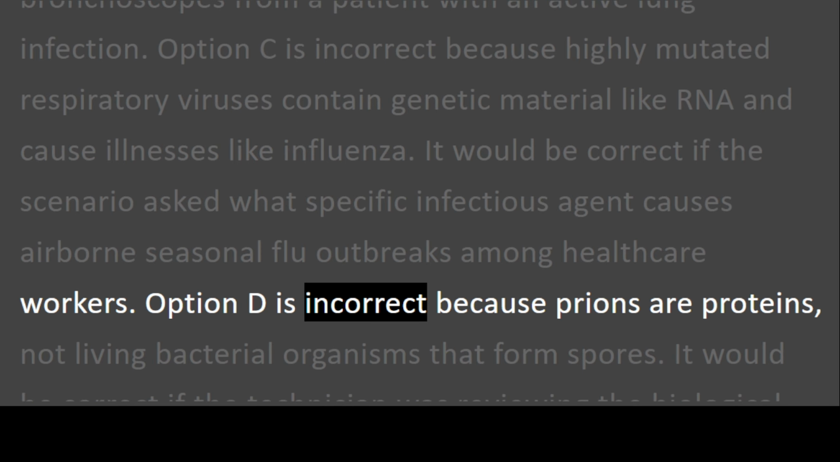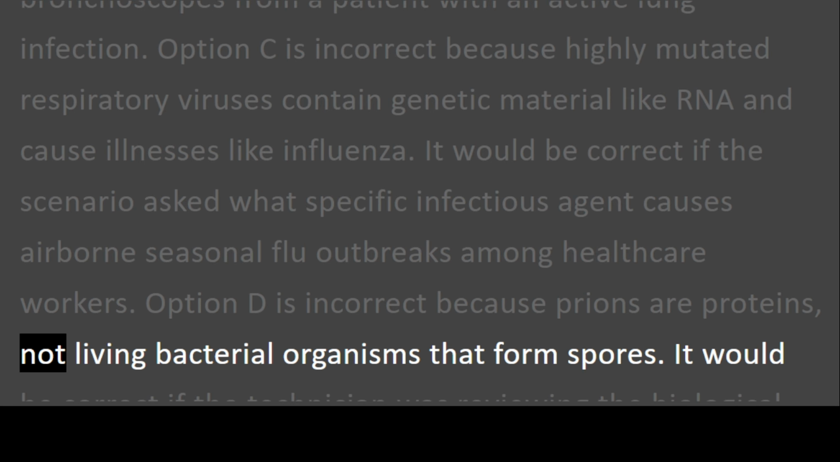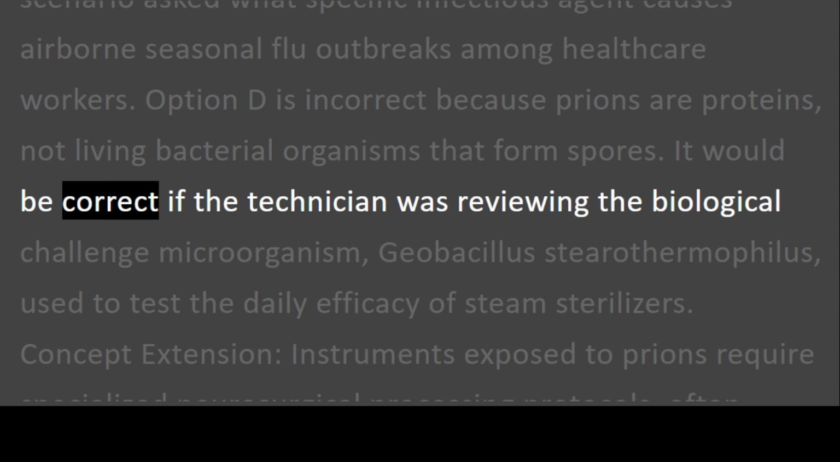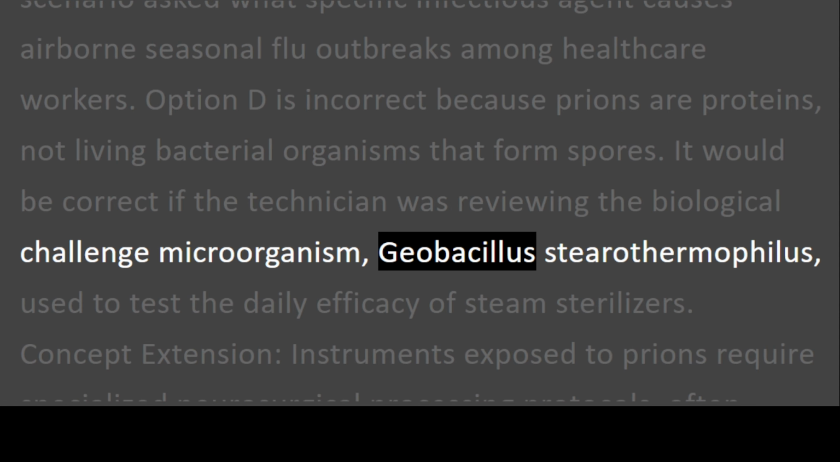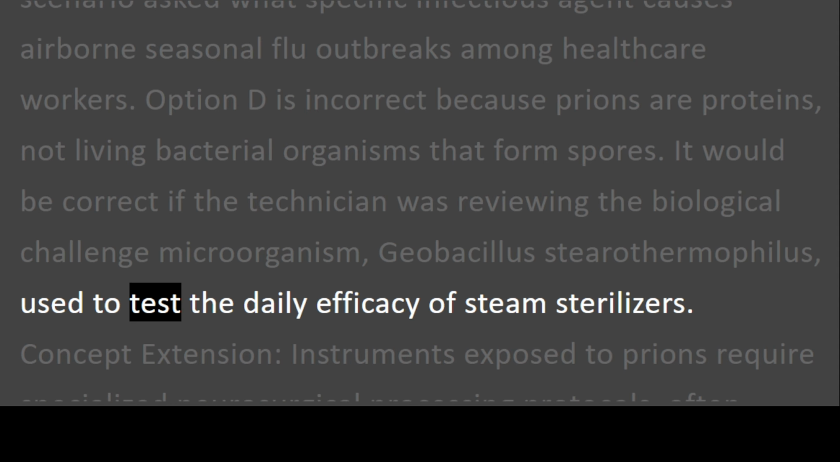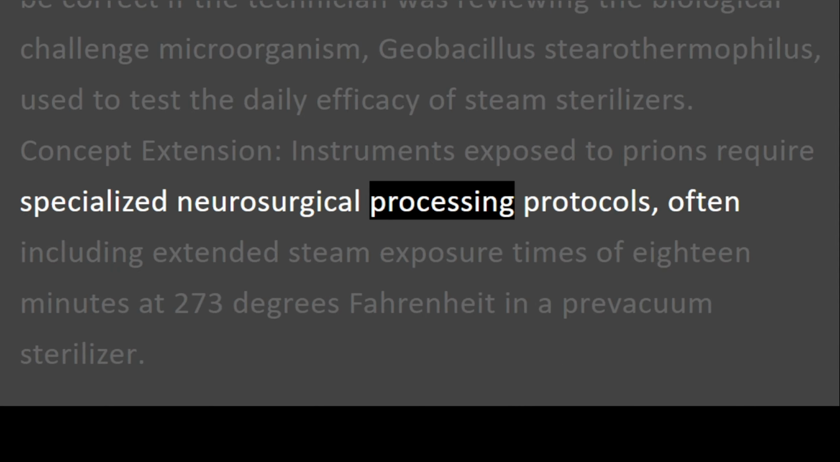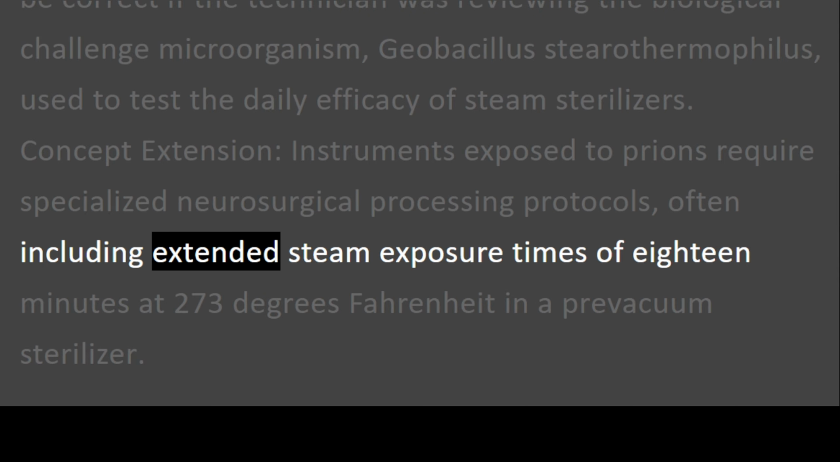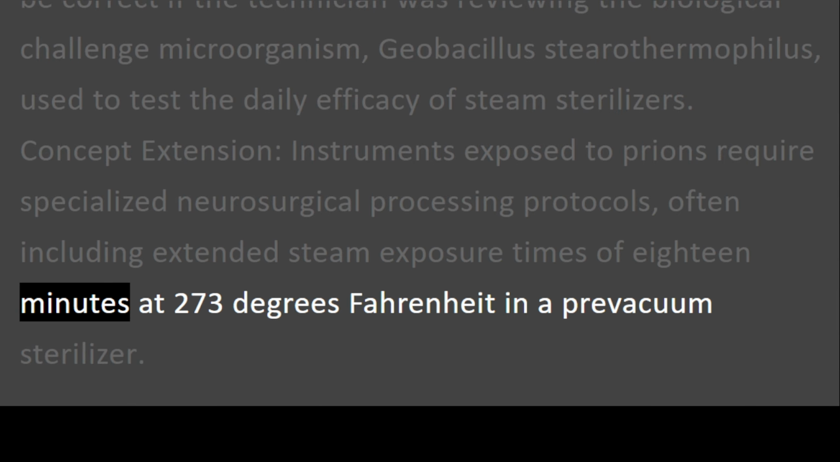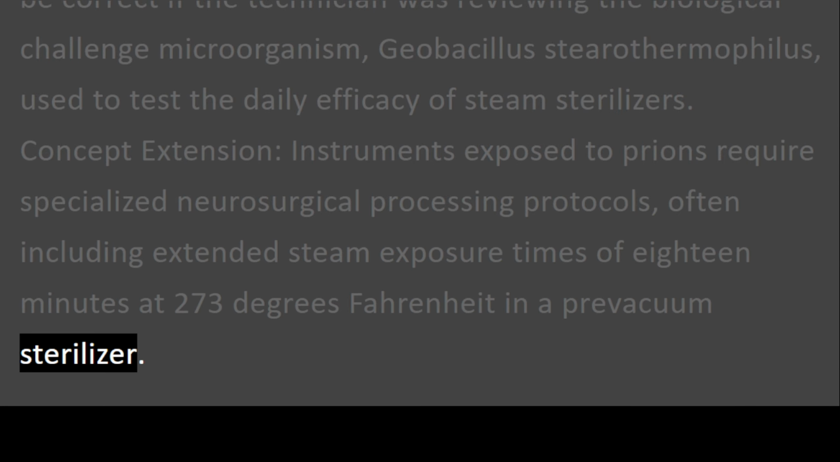Option D is incorrect because prions are proteins, not living bacterial organisms that form spores. It would be correct if the technician was reviewing the biological challenge microorganism, Geobacillus stearothermophilus, used to test the daily efficacy of steam sterilizers. Concept extension. Instruments exposed to prions require specialized neurosurgical processing protocols, often including extended steam exposure times of 18 minutes at 273 degrees Fahrenheit in a pre-vacuum sterilizer.